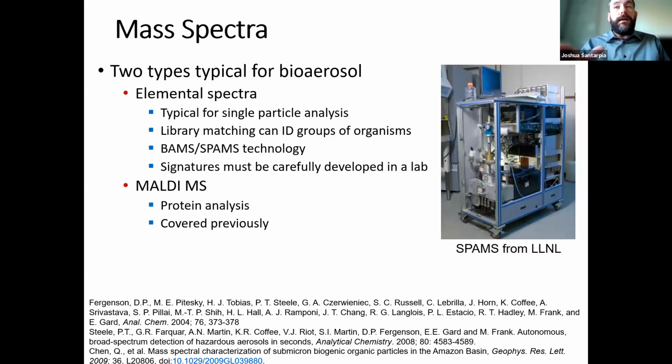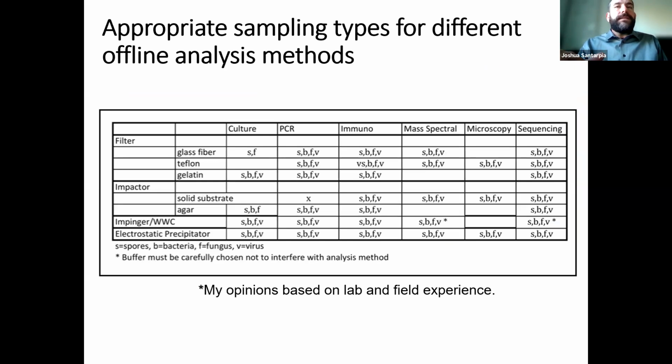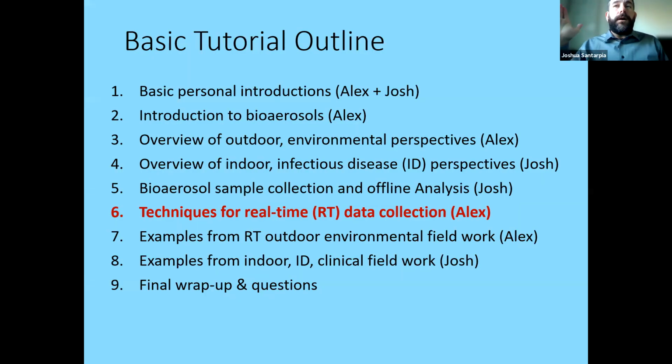Since it's a single particle technique, you have a lot of advantages in terms of getting elemental spectra from single particles and being able to map those back to something specific, rather than if it were an aggregate, where it would be hard to make that same distinction. This is just a little table in a book chapter I wrote a while back about selecting samplers for downstream analysis. So I'll pass back to Alex for real time.